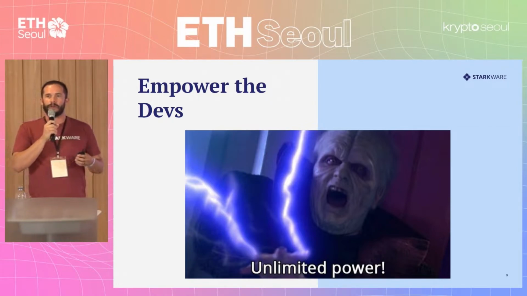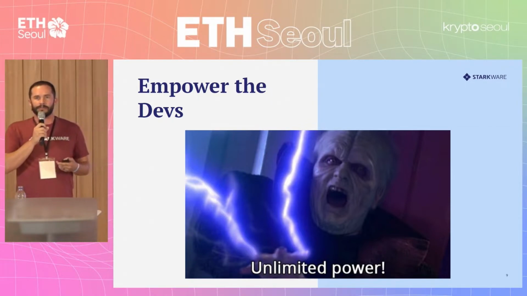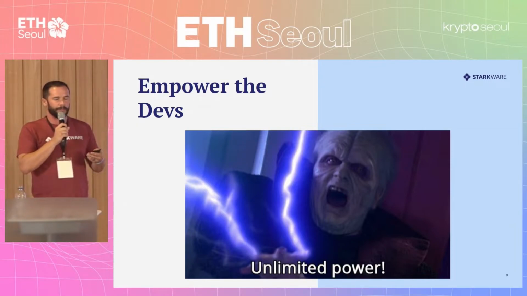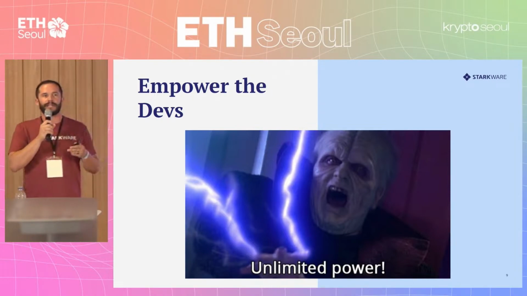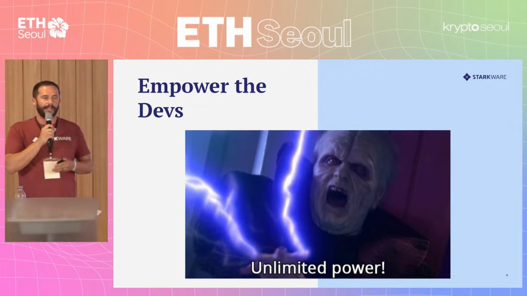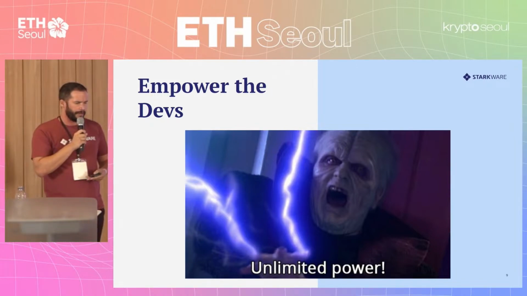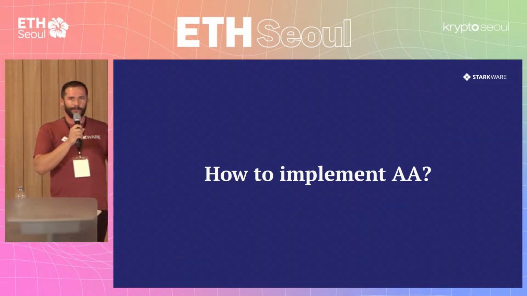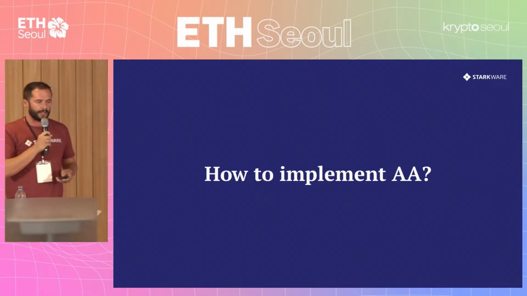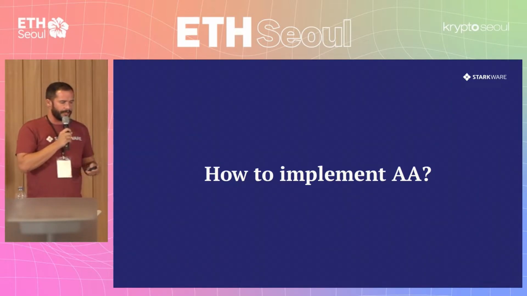You can start playing around with volitions, validiums, and now you can play with account abstraction, you can play with StarkX, StarkNet. Really, if you have something in mind, you can basically implement it in whatever way you want on StarkNet or StarkX. So how to implement account abstraction? Quite a few of you are devs, so if you want to follow along, you should be able to. But we're going to look into some code here.